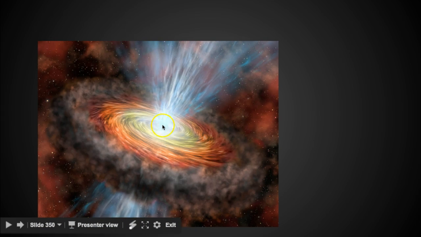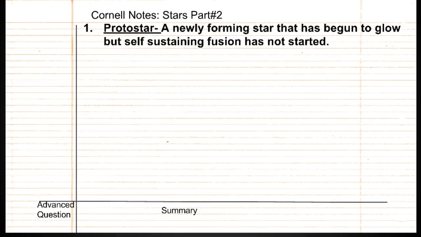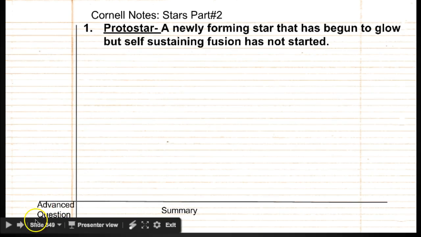A protostar is a brand new forming star, and it's starting to release energy. But nuclear fusion, where hydrogen atoms are smashing into each other, has not started in a way that it can continue by itself, without the cloud of gas that's giving it more energy. So it's a newly forming star. Go ahead and write the question for 1. Here it is. What is a protostar? Or you can also use the question, at what stage of a star's life is a protostar? The rest of them, make sure you come up with your own, and don't forget the advanced question and summary.